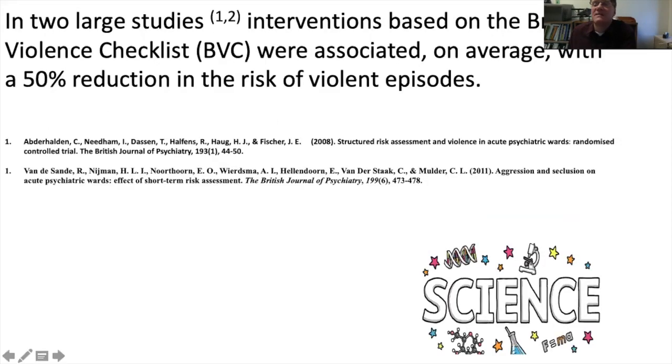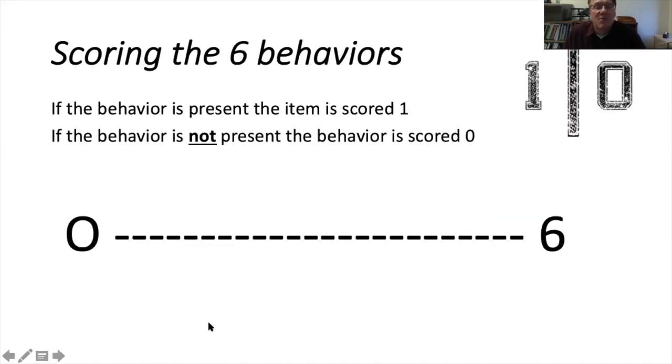So in 2 large studies of the Bröset violence checklist, the risk of violence was reduced by quite a large bit after intervening based on these elevated scores. Across 2 large studies, the reduction was about 50% in the risk of violence. So there's reason to believe that if we intervene based on these scores, we can reduce violence, or the risk of violence. As I mentioned, in scoring the 6 behaviors, you score a 1 if the behavior is present, and you score a 0 if the behavior is not present, resulting in a score of 0 to 6.